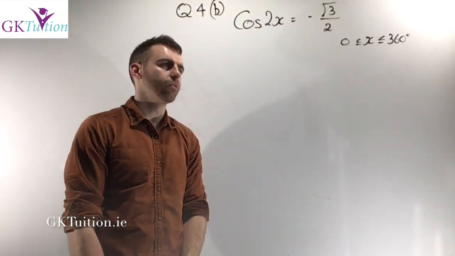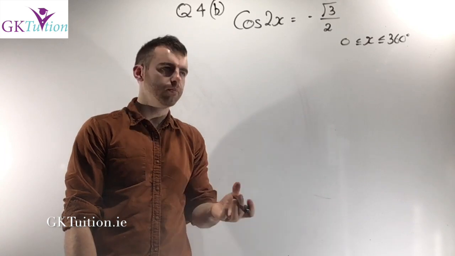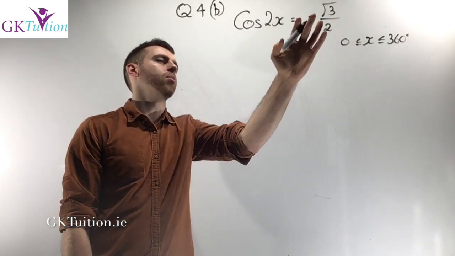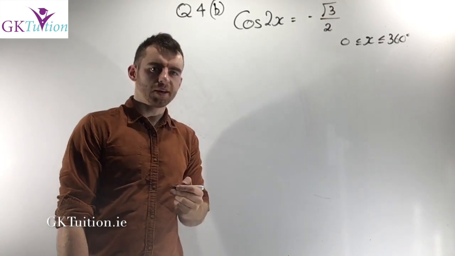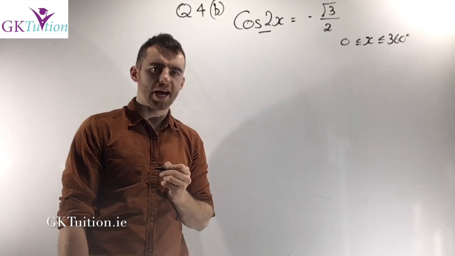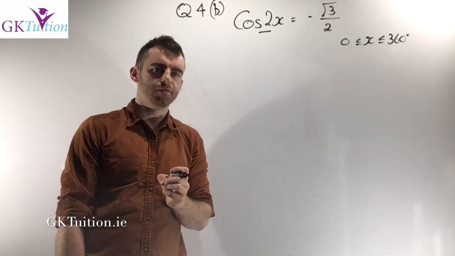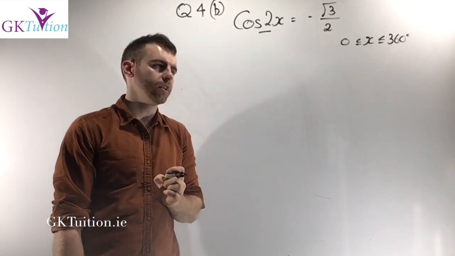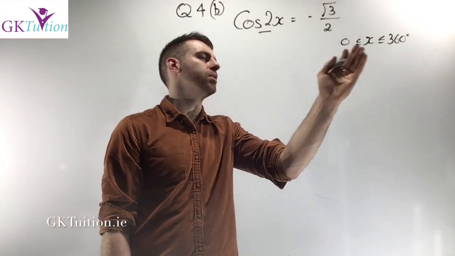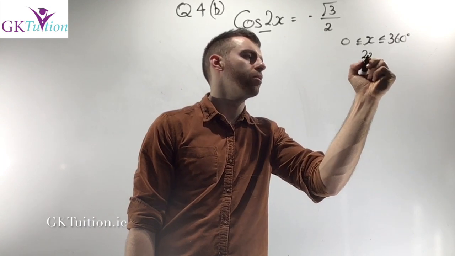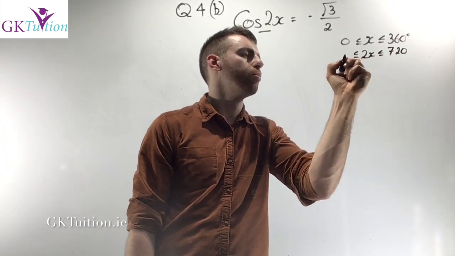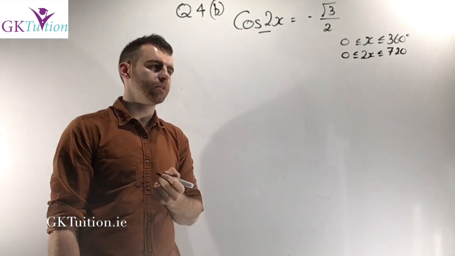Okay, in the last part of this question, I know a lot of you had to rush it, but for the most part, people seem to be comfortable enough. We've cos 2x equals minus root 3 over 2. The vast majority of Leaving Cert questions where this comes up have a coefficient in front of the x. If there's a coefficient in front of the x, the very first thing you should do is change your domain. If you're looking for x between 0 and 360, that means you're looking for 2x between 0 and 720. You double your domain, and that's the very first thing you do.